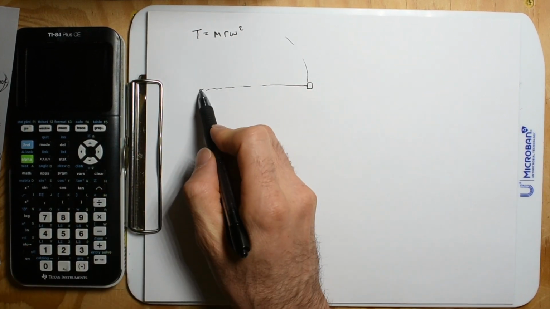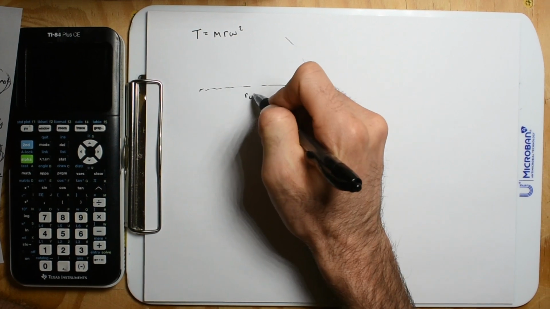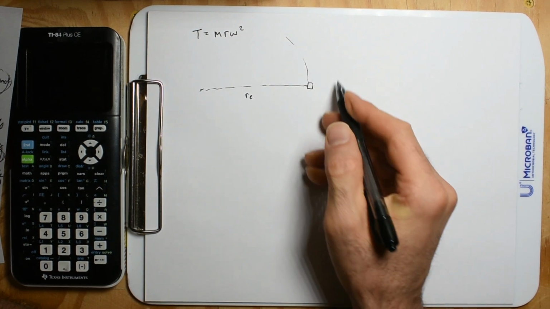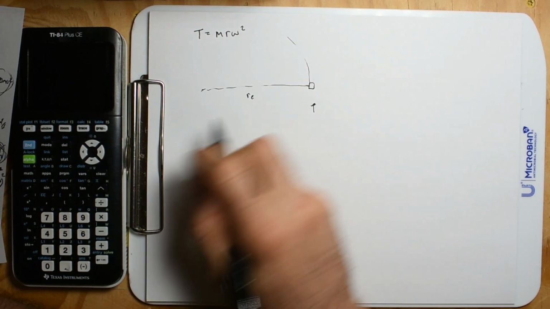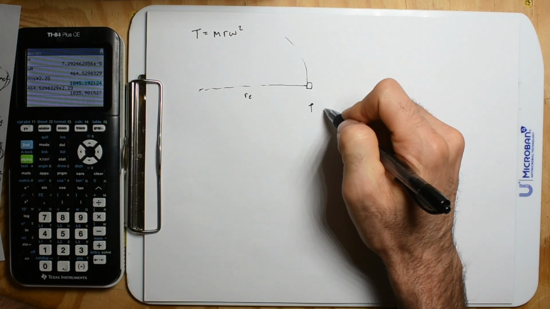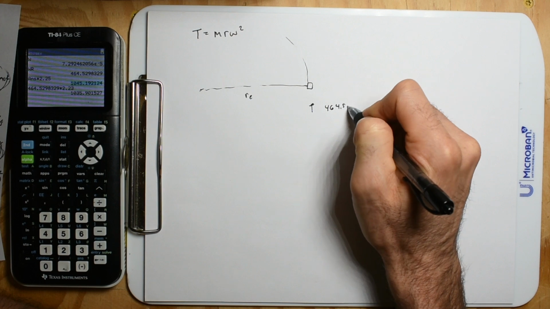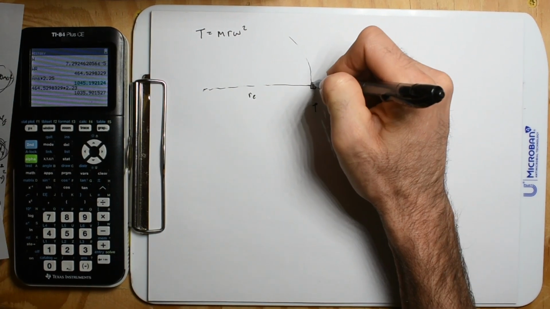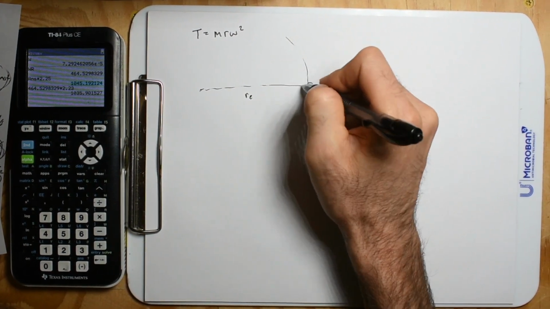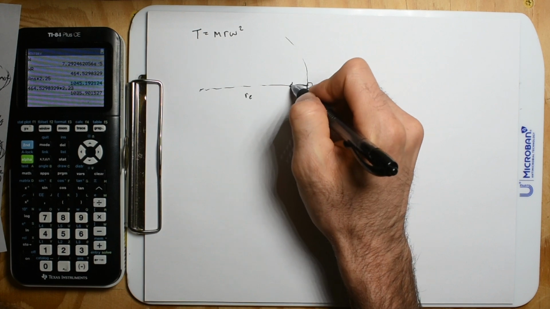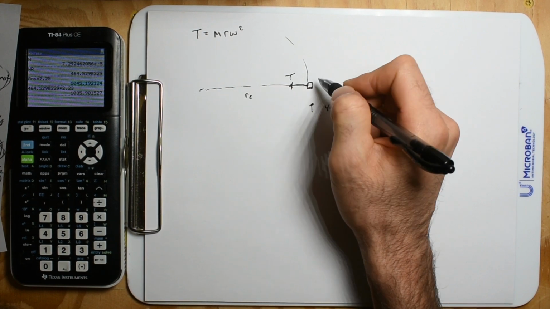So if you have this string just in deep space, and it's as long as the radius of the Earth, and you're coming in at that velocity of 464.5 meters per second, and then you grab on, the question is, what's the tension in the cord once you grab on?